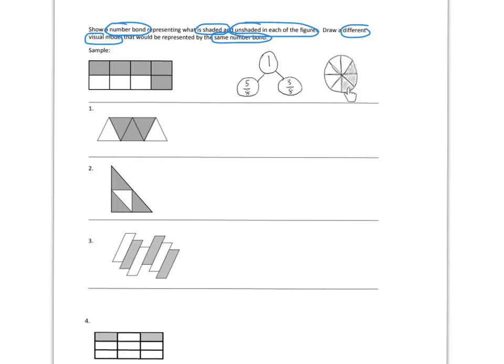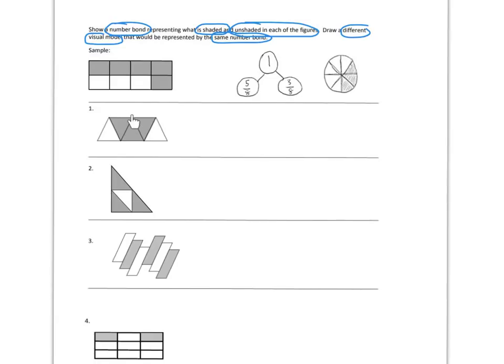Even though there are only 3/8 that are shaded, 5/8 are unshaded. So we are still decomposing the whole into 5/8 and 3/8. It's just the opposite from our rectangle where we had 5/8 shaded and 3/8 unshaded. I'll help you get started with number 1.